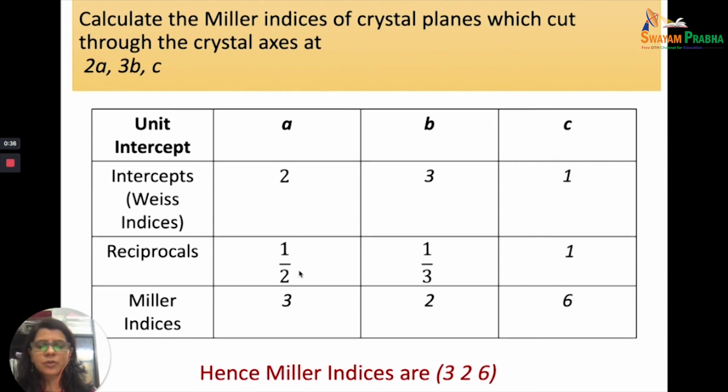You take a reciprocal of them, 1 by 2, 1 by 3, 1. You convert them into clear numbers. So you take an LCM, multiply with the LCM and you get 1 by 2 into 6, so you get 3. 1 by 3 into 6 you get 2 and 6 into 1 you get 6. So the Miller indices of this plane are 3, 2, 6.